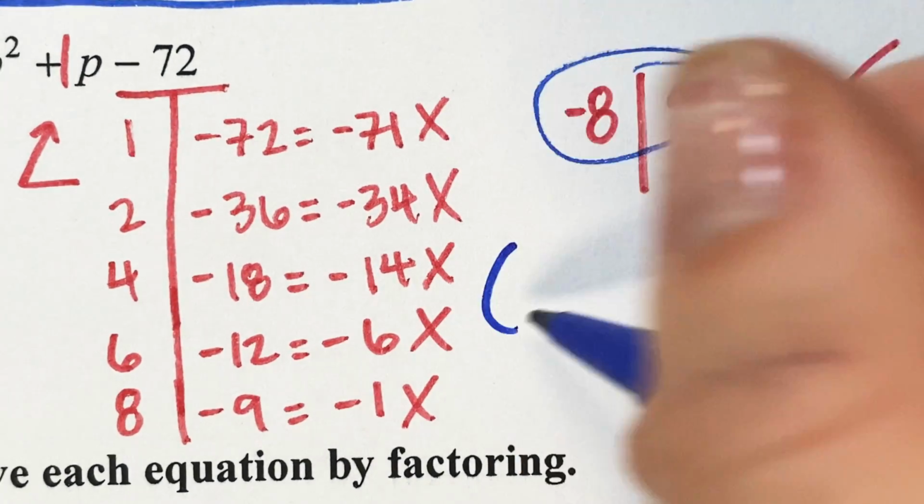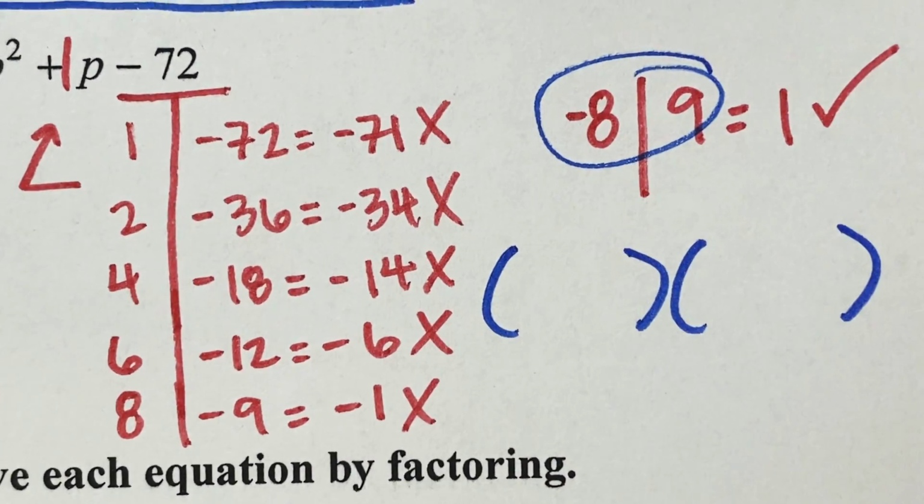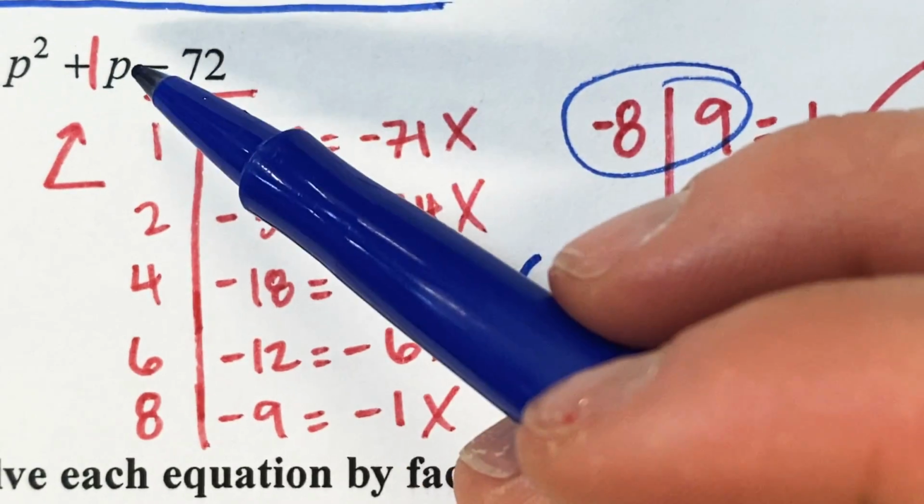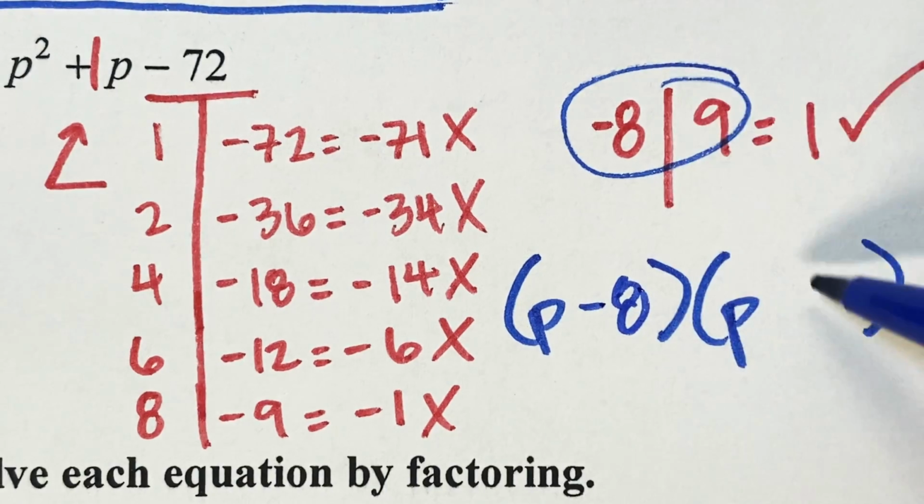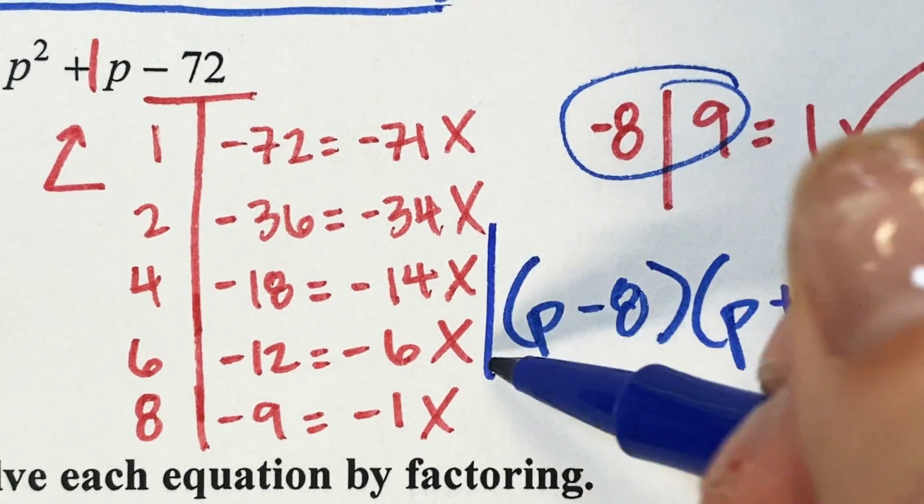That's okay. So write your two parentheses. My variable this time was a p. So p minus 8 for negative 8, p plus 9 for positive 9.